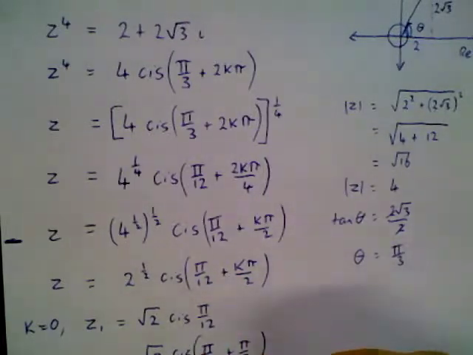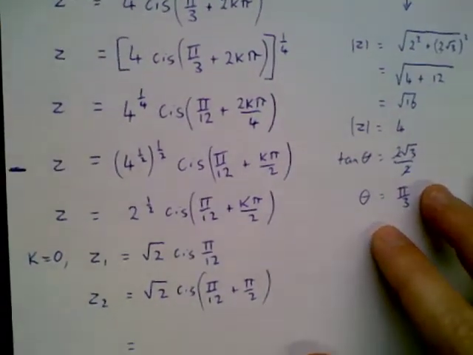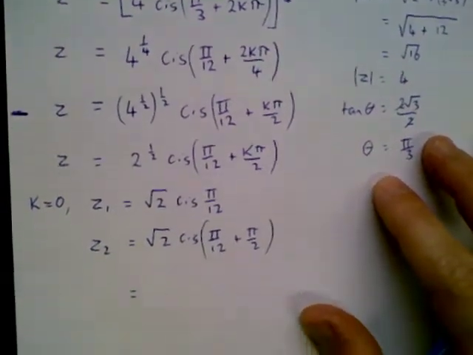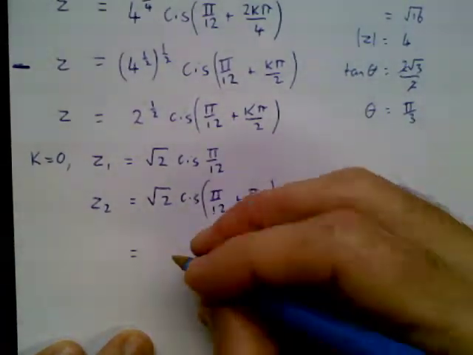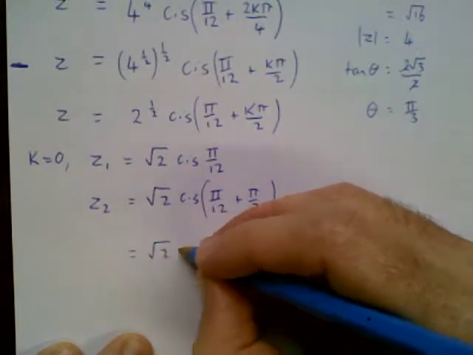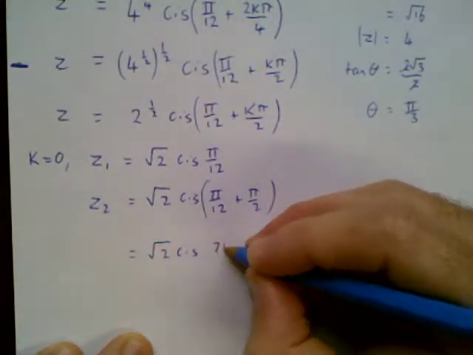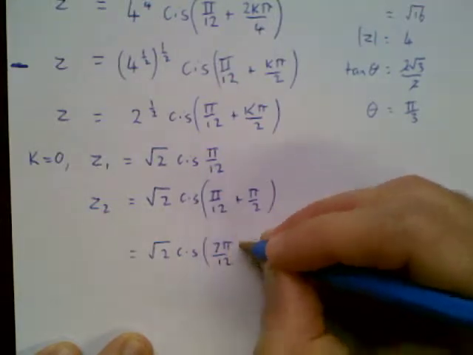Now pi on 2 is the same as 6 pi on 12. So we can write the pi on 12 plus pi on 2 as root 2 cis, pi on 12 plus 6 pi on 12 gives us 7 pi on 12 as our second solution.